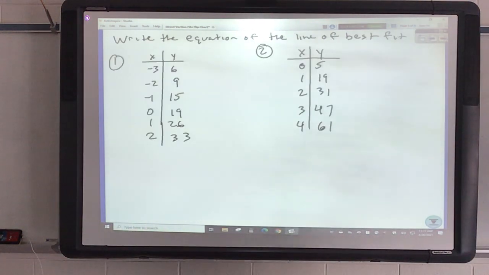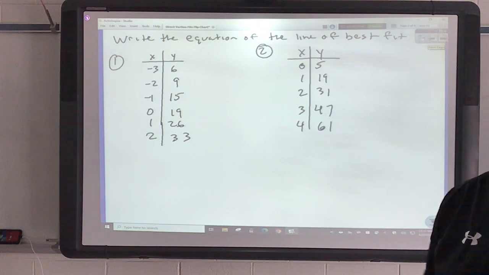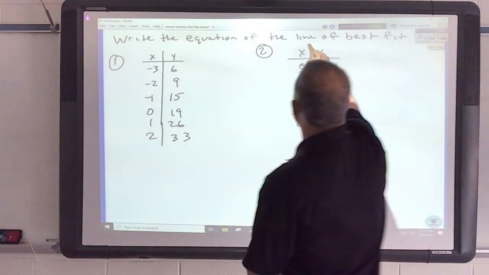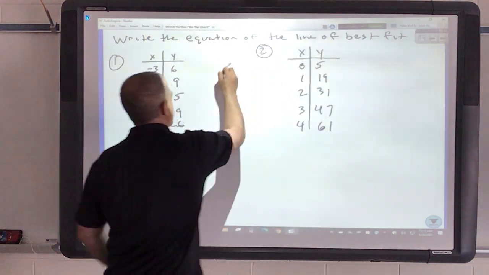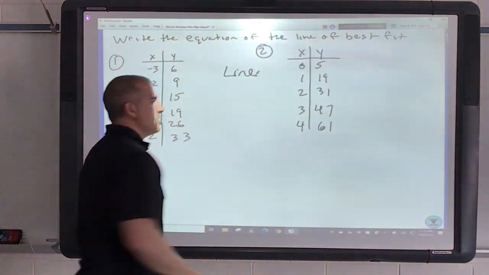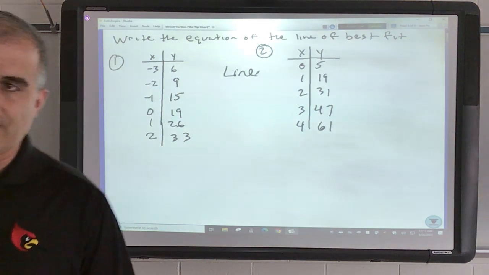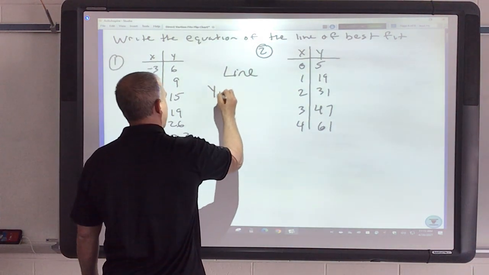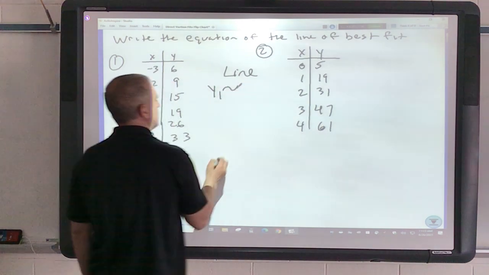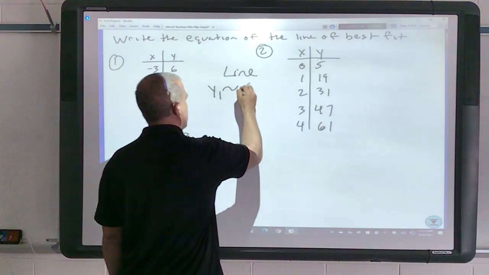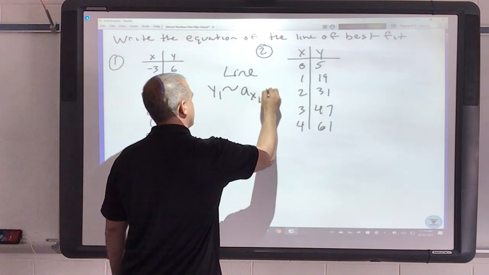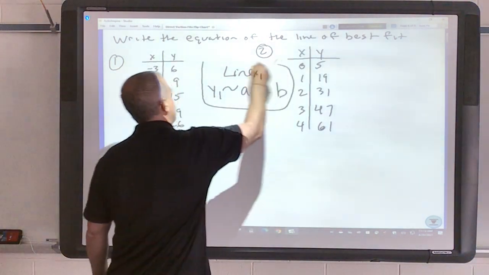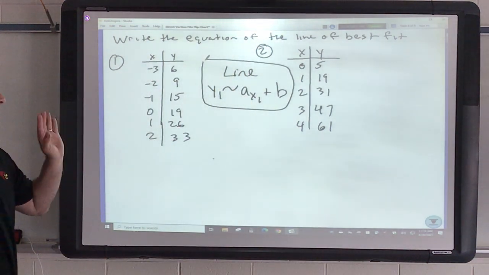All right, now I just want to go on to the concept of line of best fit and curve of best fit. Now, here's the big thing to understand with line of best fit. You're going to use Desmos, and I'm going to show you how to do that in a second. When you have a line of best fit, just write this down. You're going to do y1, then this little curvy thing, which means approximately, ax1 plus b. Okay? Write that down, because that's going to be vital. So that's what you do.